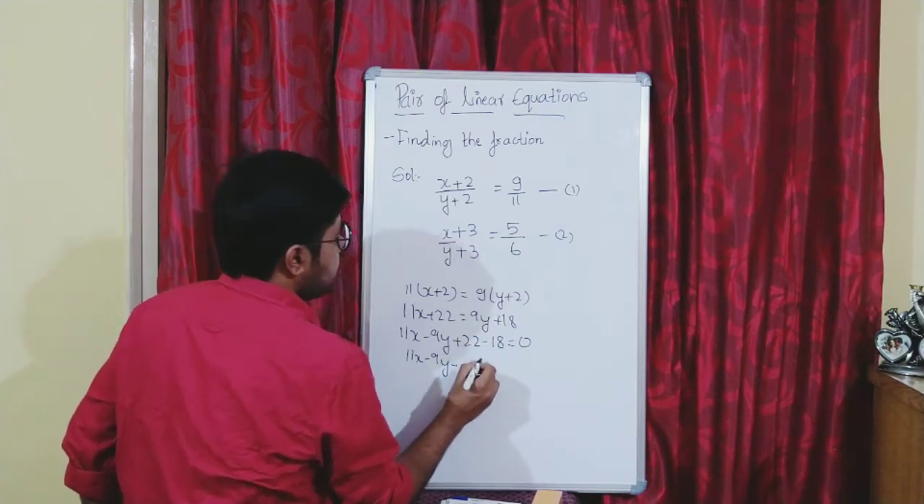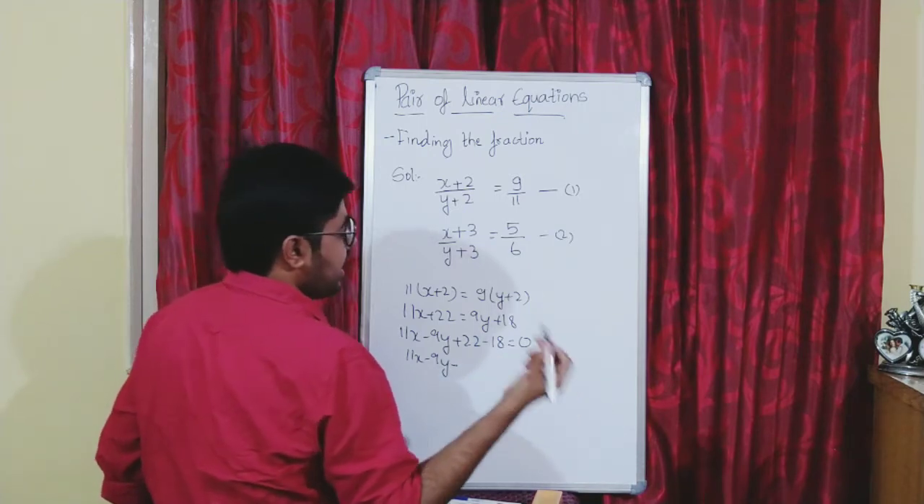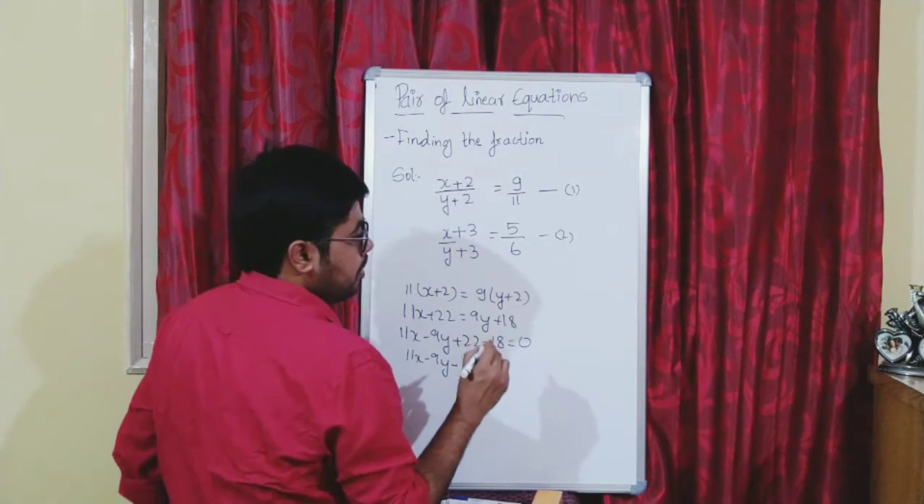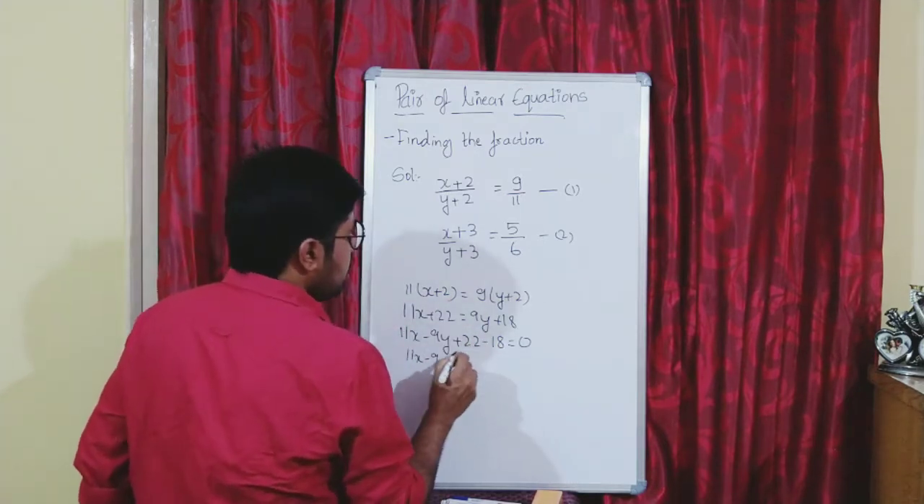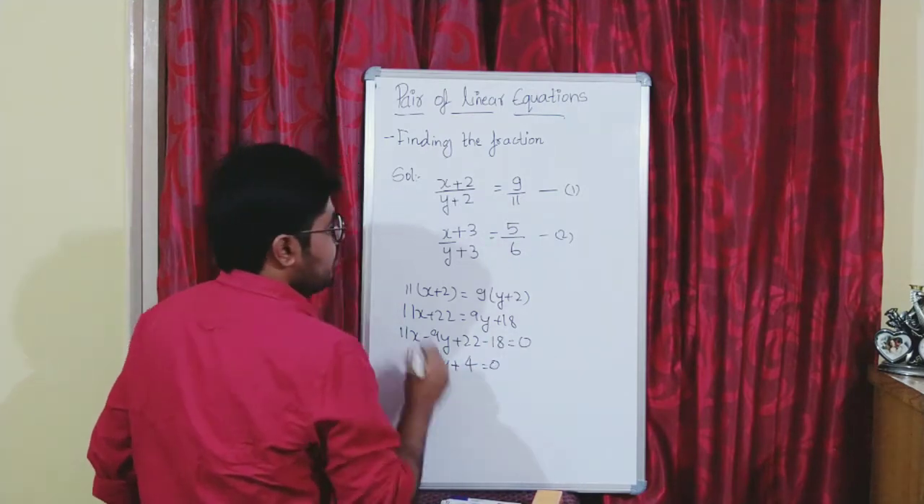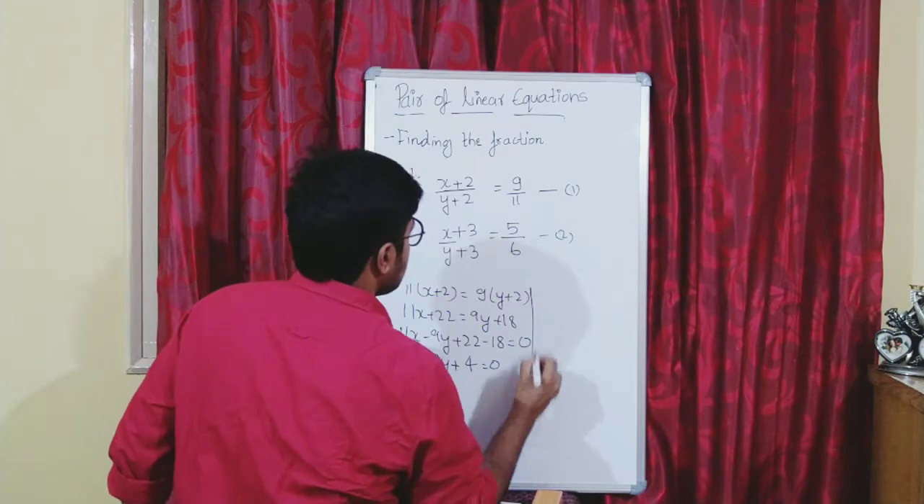With opposite signs, what you should do is subtract and write the greater sign. Therefore 22 minus 18 is 4. 22 is the greater number, and in front of it we have the addition symbol. Therefore it is plus 4 equal to 0. So this is the first equation. We have made it an equation. Similarly the second one.